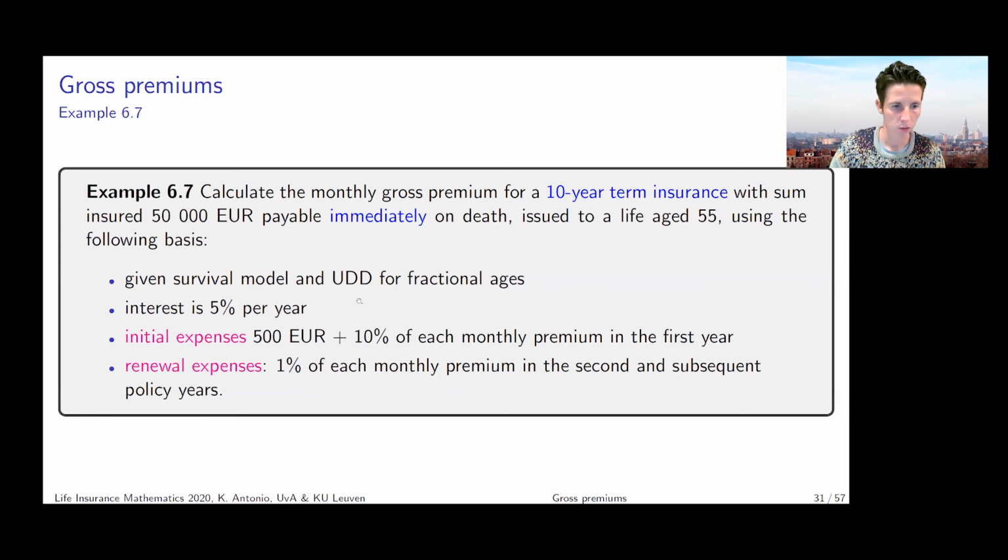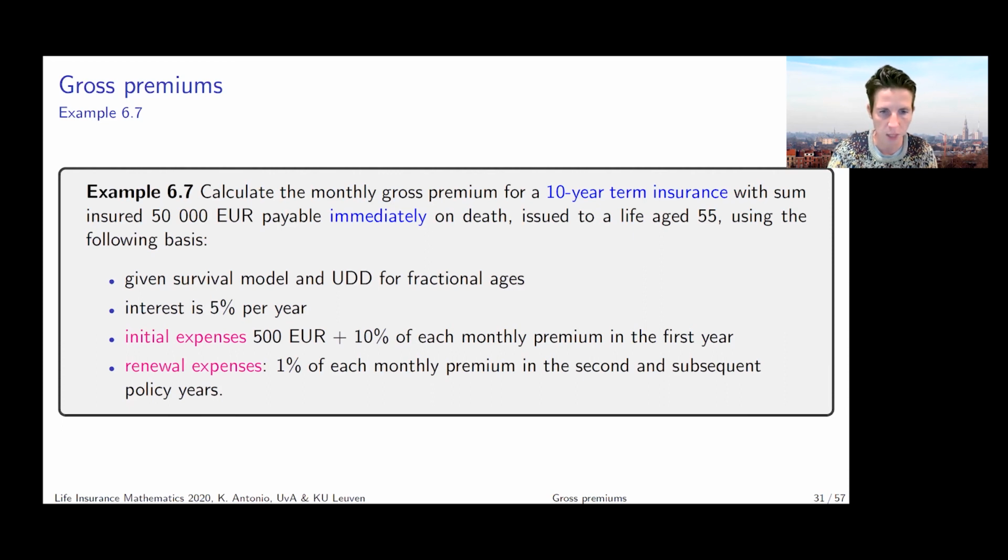I have yet another example here, which I think we'll cover as the last thing for today. So we're going to speed up a little bit. Now we've got a monthly gross premium for a 10-year term insurance with a sum insured of €50,000, payable immediately on death, issued to a life aged 55. We have the following basis.